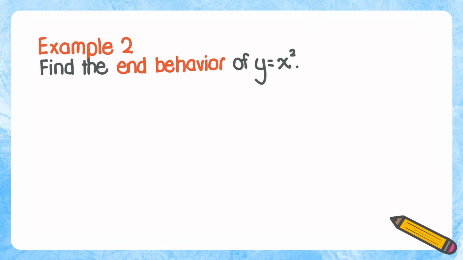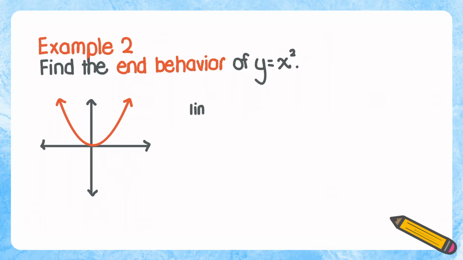For our second example, let's find the end behavior of y equals x squared. So this is just your average parent function parabola. So go ahead and try sketching it on your own. So hopefully your sketch looks something like this, where you have a parabola and the arrows show that you keep going on and on and on.